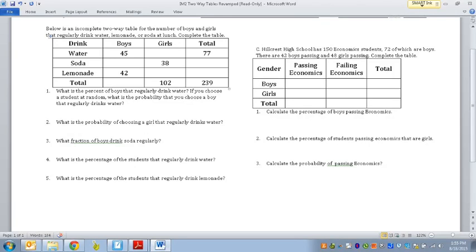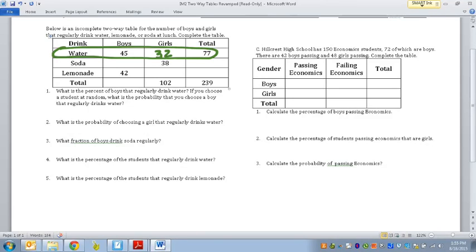All right, so below is an incomplete two-way table for the number of boys and girls that regularly drink water, lemonade, or soda. Complete the table. Let's just worry about this row right here. If I know 45 boys drink water, and I know that the total number of people who drink water is 77, I can just subtract 77 minus 45, which gives me 32, because 45 plus 32 will give me 77.